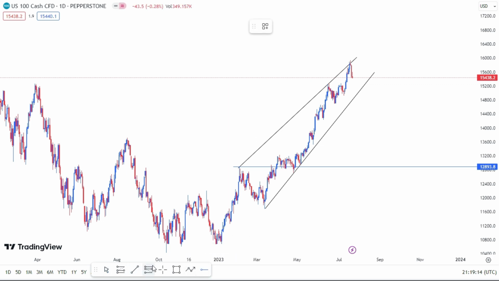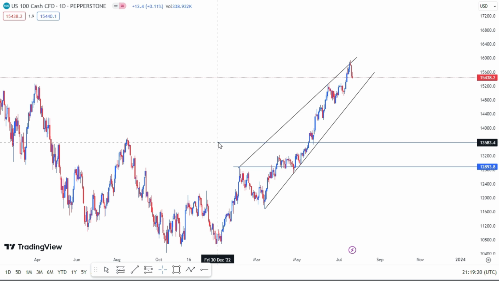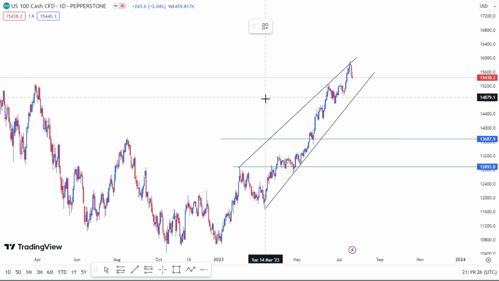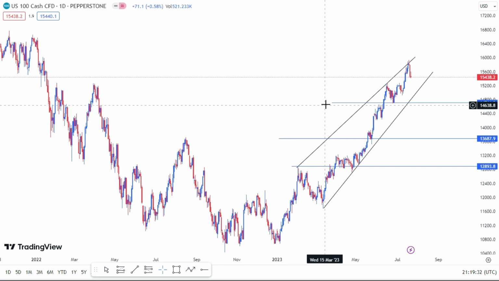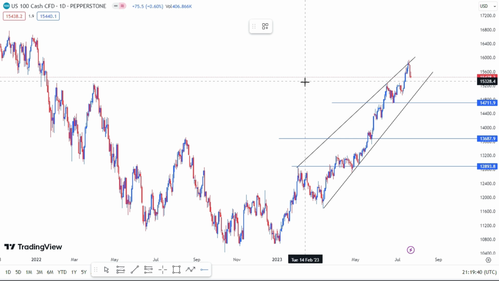Okay, let me use this thing. Okay, so currently I can see, sorry about that, this level over here. Now I'm just laying out the levels that are well respected on NAS100 that I can see have potential to be marked. Okay, this one over here. You can see this one over here as well. I'll just mark it first.